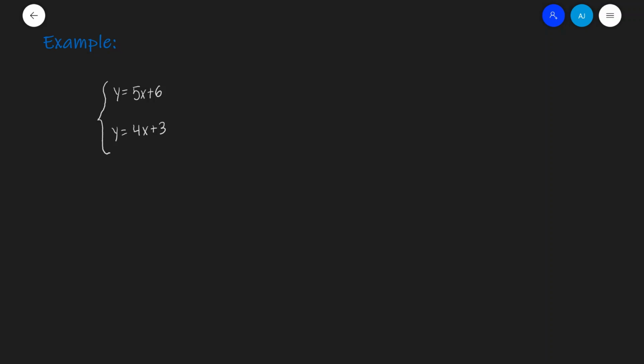Alright, so similar to the last problem, both expressions are equal to a common value, which is y. Hence, you can make them equal to each other, which would yield 5x plus 6 equals 4x plus 3. Now it's just simple algebra, so I'll subtract the 4x from the right onto the left side, which will give us x, and I will subtract the 6 from the left side onto the right, which would give us negative 3.